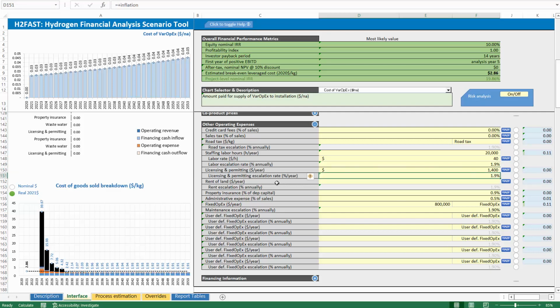Licensing and permitting, you have an escalation rate for that. Rent of land, if there is no land ownership and there is a leasing, that is how you site the equipment, you can specify that in here. Property tax and insurance can be specified here. They're typically proportional to the capex that is cited. Then you have things like administrative expenses, percentage of sales is the mechanism that we're using. Any fixed operating expenses, this might be anything that no matter what is going to be a constant value over time. You would specify that. Let's say that you have some other fixed Opex.